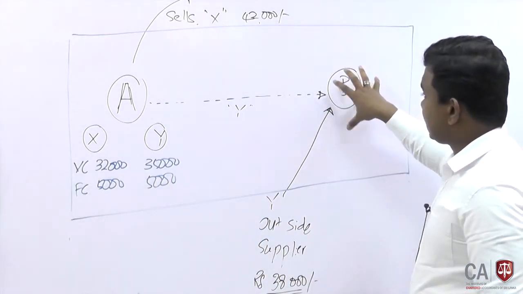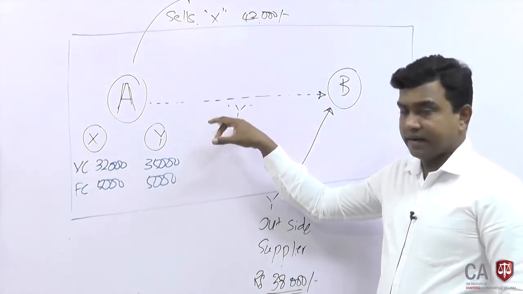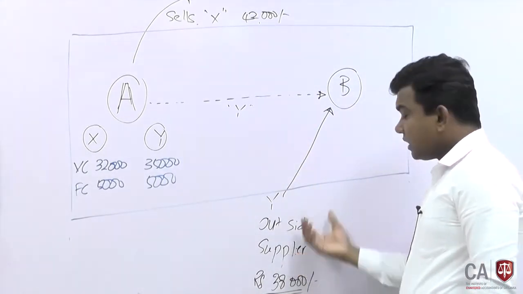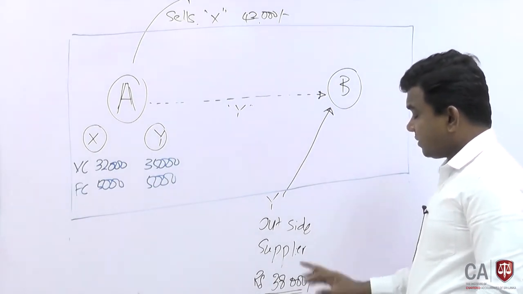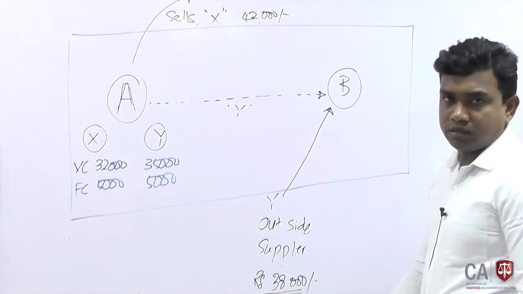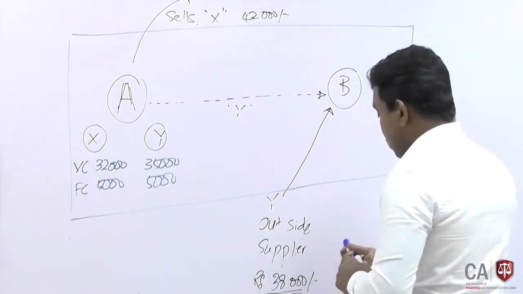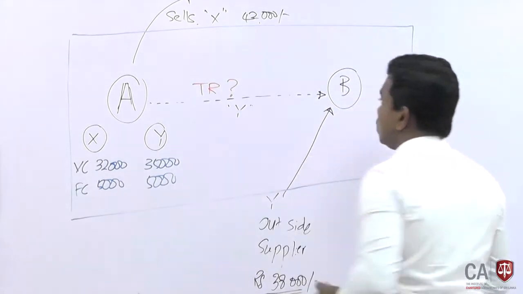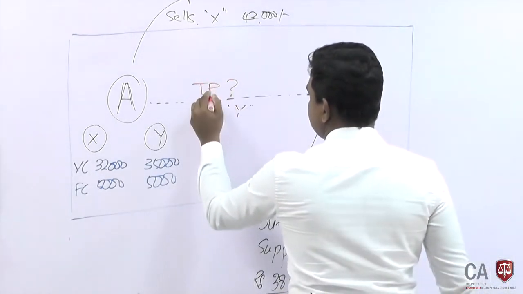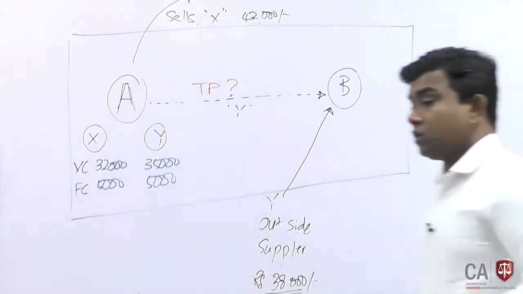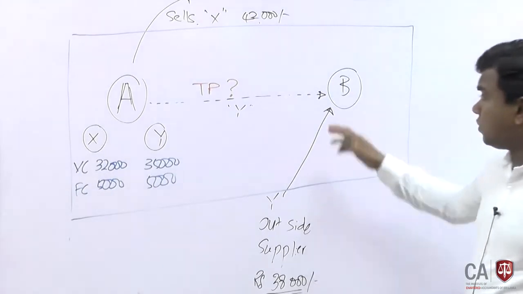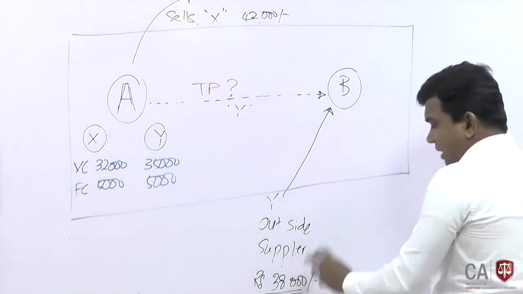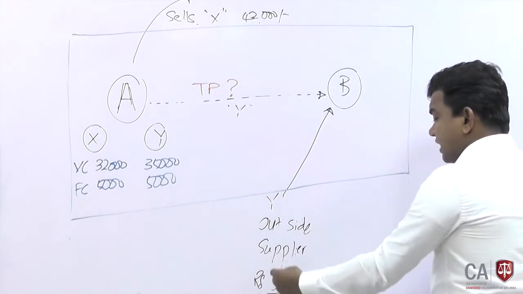Meantime, B is the only customer for the product Y of A. But B, that customer, can buy the same product from an outside supplier. The outside supplier agrees to sell that item to B at 38,000. Clear? From this information, our question is transfer pricing. What would be the best transfer price to transfer this product to B? Now, when you refer to this diagram, you can easily understand B can buy any item of Y from outside for 38,000 rupees.